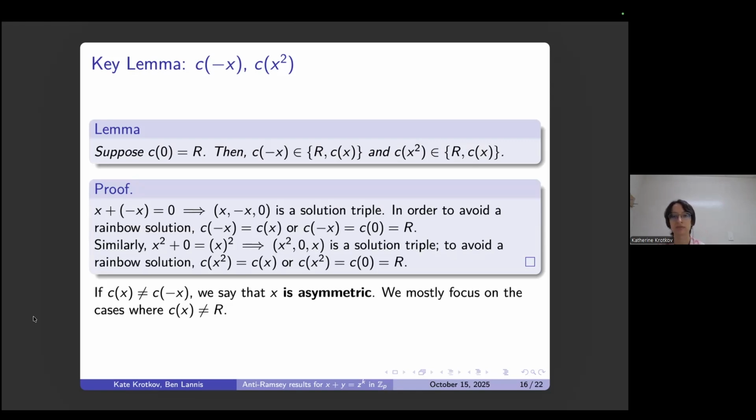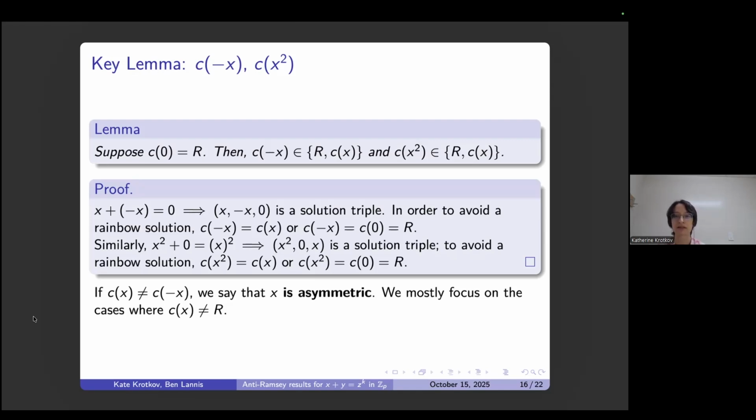And so we get a similar result to them about specific locations on the digraph. And so since x squared, 0, and x is a solution triple, and the color of 0 and x are already defined, the color of x squared has to be one of them. And specifically in the rest of our results, we care more about the color of minus x, although the color of x squared does come up.